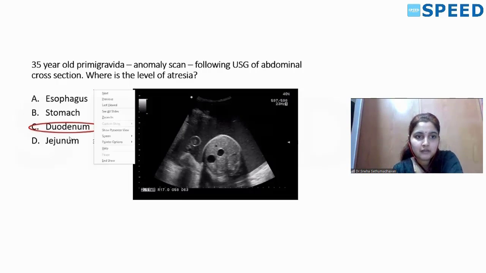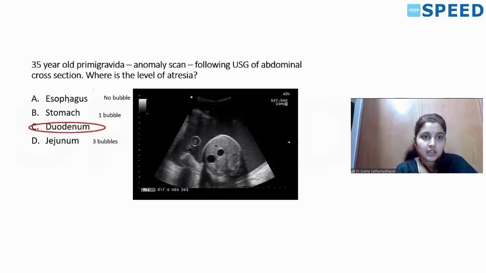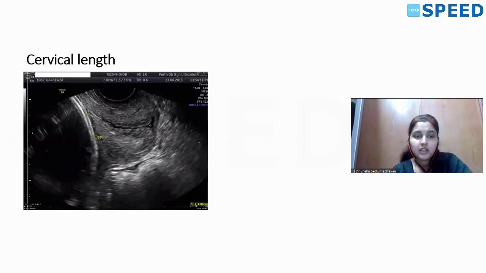If the atresia is at the level of the esophagus, then there will be no bubble. If the atresia is at the level of the stomach, the stomach alone will dilate and cause a one bubble appearance. And if the obstruction is at the level of the jejunum, the stomach, duodenum, and jejunum, all three will dilate because the obstruction is at the level of the jejunum. The previous three structures, jejunum, duodenum, and stomach, will dilate and cause a three bubble-like structure in the ultrasound.